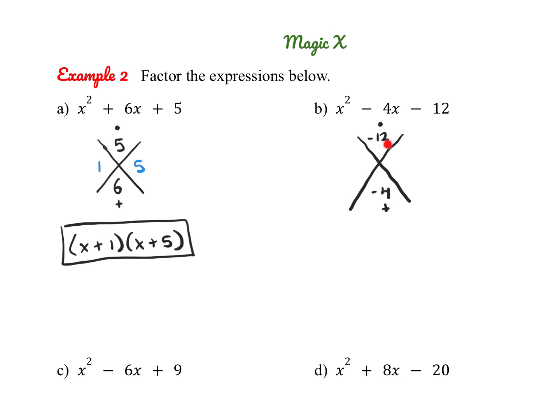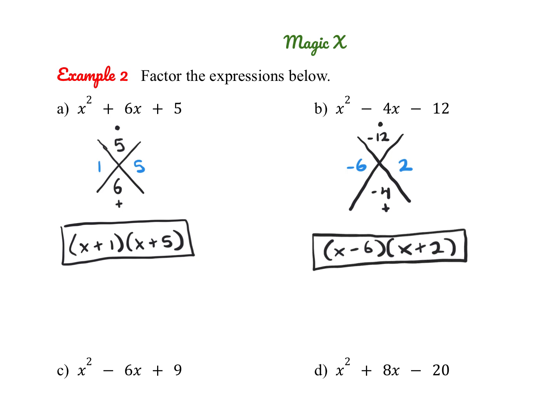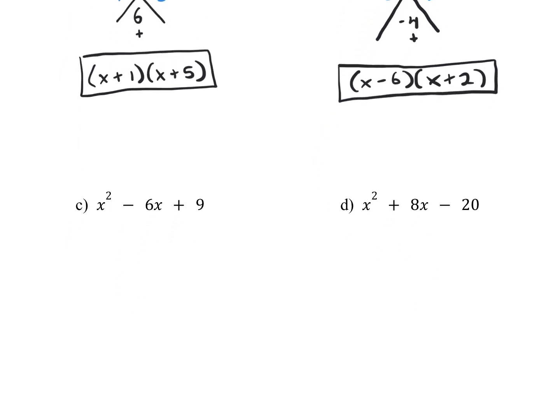So what are the other factors of 12? Oh, 6 and 2. So if I want it to add up to -4, I can do -6 and +2. So this multiplies to make -12 and adds to make -4. So my factors become x minus 6 and then times x plus 2. So notice when I read that out, I don't say parentheses x minus 6, parentheses, parentheses. I say x minus 6 times x plus 2. All right, let's try another one together here.